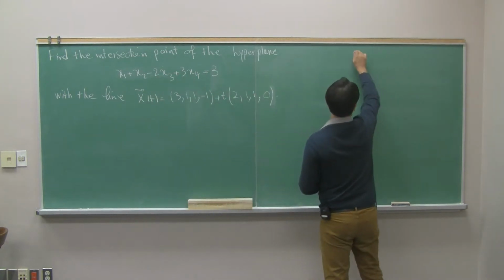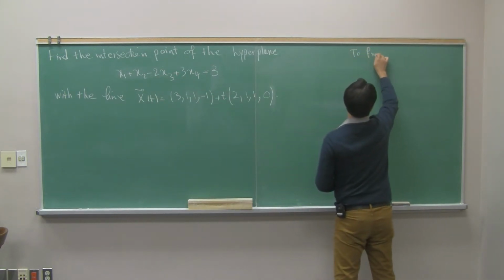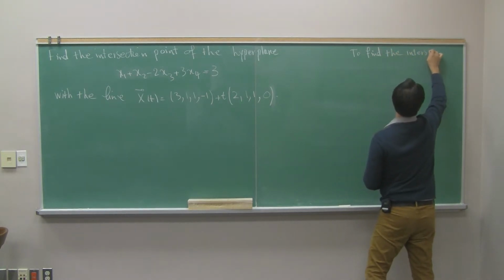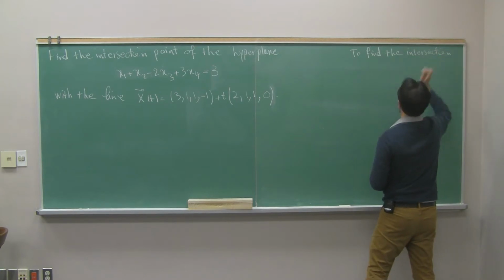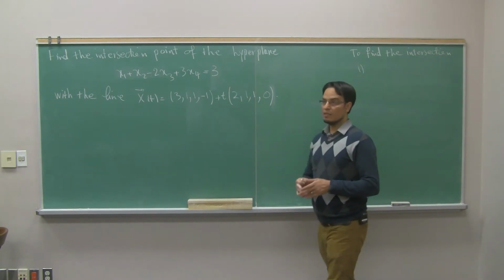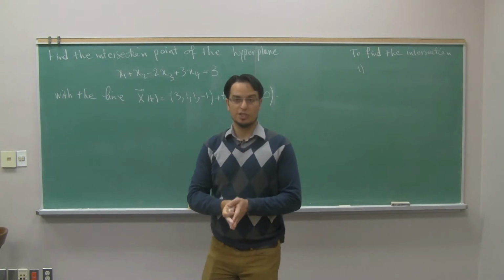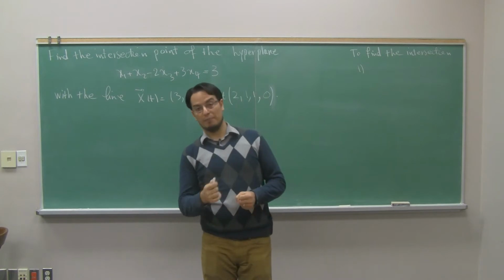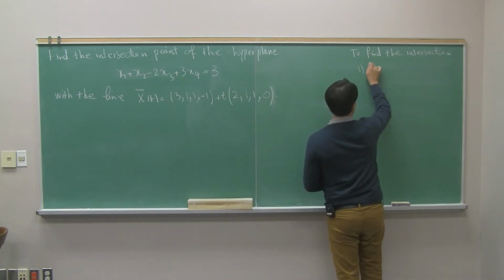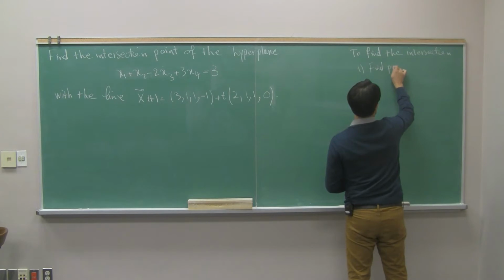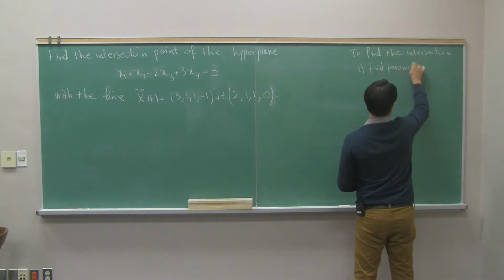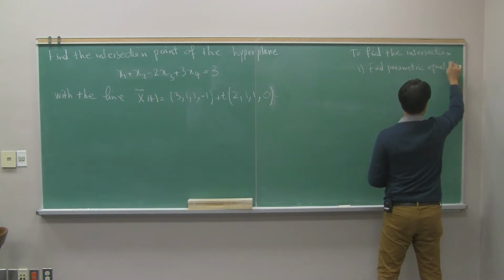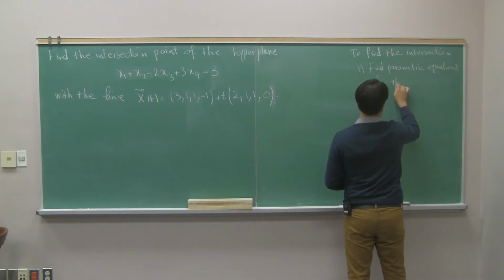First, to find the intersection, first, write parametric equations for the line. So we need parametric equations. So find parametric equations for the line.